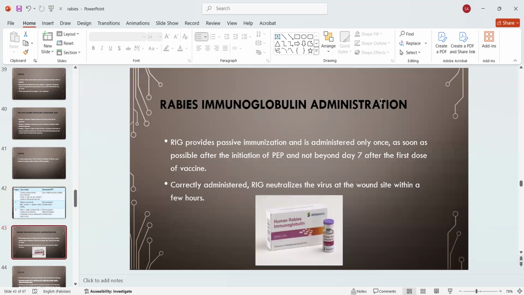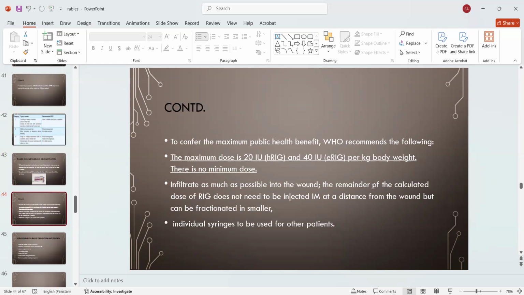Rabies immunoglobulin administration. Immunoglobulin provides passive immunization and is administered only once, as soon as possible after the initiation of post-exposure prophylaxis and not beyond day 7 after the first dose of vaccine. Correctly administered, immunoglobulin neutralizes the virus at the wound site within a few hours.